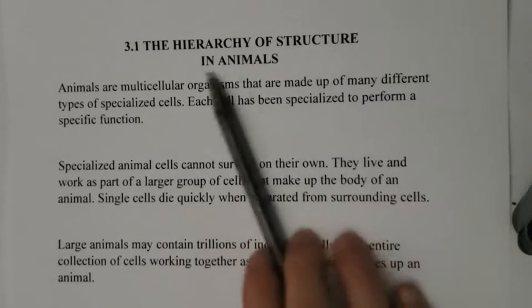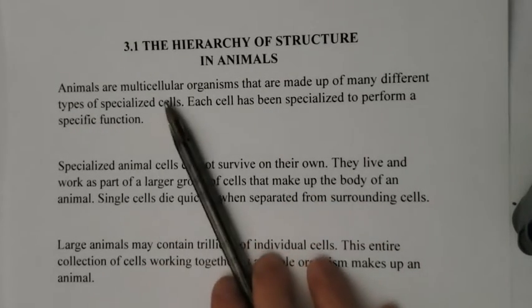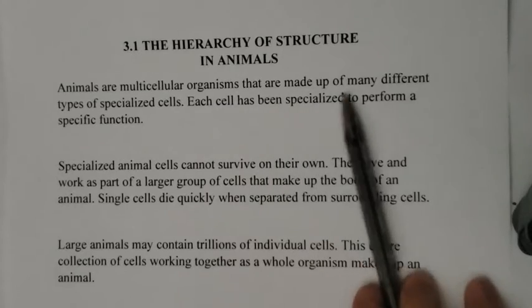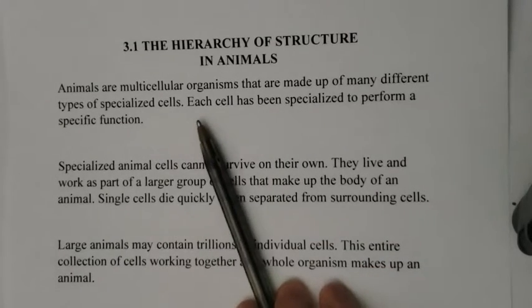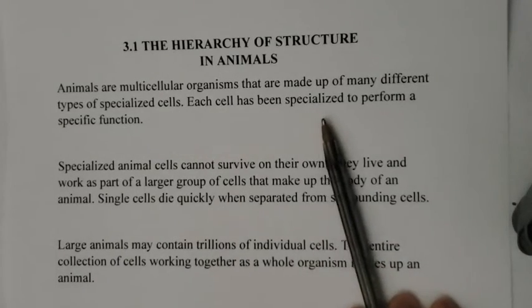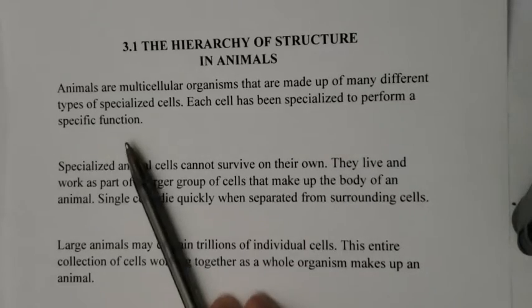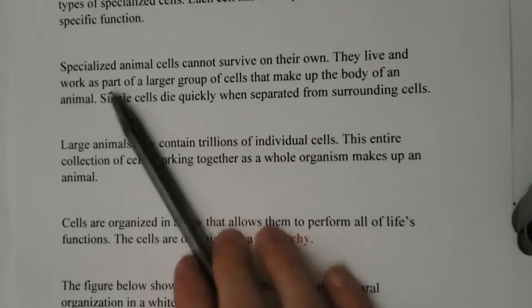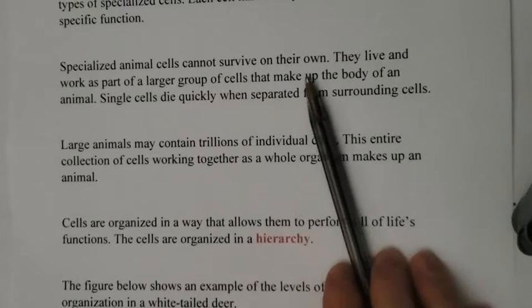The hierarchy of structure in animals. Animals are multicellular organisms that are made up of many different types of specialized cells. Each cell has been specialized to perform a special function. So we know that specialized animal cells cannot survive on their own.